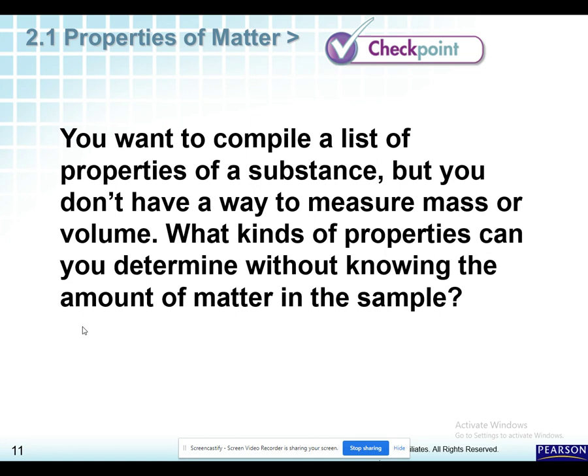So up here, this is my first question I have up here to see if you kind of understand the difference between intensive and extensive. So you have extensive, and then you have intensive, and then you have to write down what you know about it. Extensive depends on the amount, whereas intensive depends on the type. So you want to compile a list of properties of a substance, but you don't have a way to measure the mass or volume. So think about that.